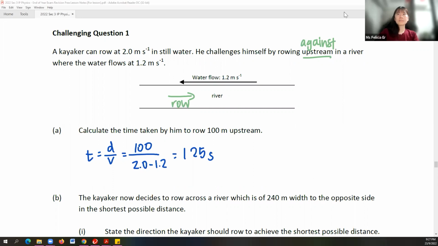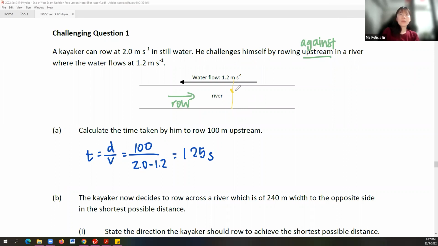Okay, so yeah, can someone draw it on my screen? What is the shortest distance that you can row to get to the opposite side of the river? So how to row the shortest distance? So the shortest distance, obviously, will be straight across, right? Yep.